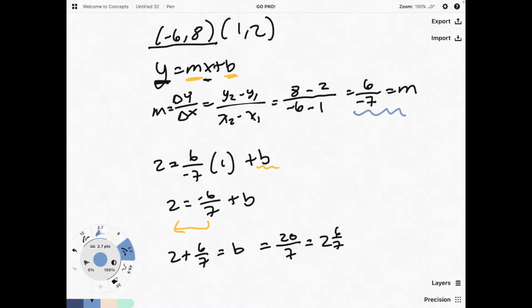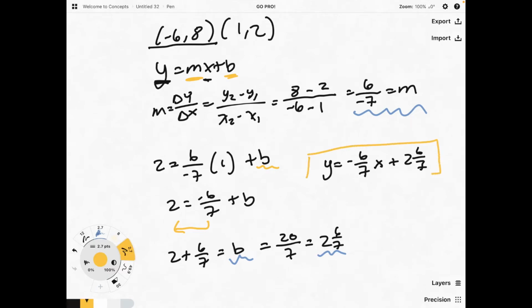Now that we have m and we have b, we can plug these into the equation, and our final answer would be y equals -6/7 x plus 2 6/7. And this is the equation of our line.